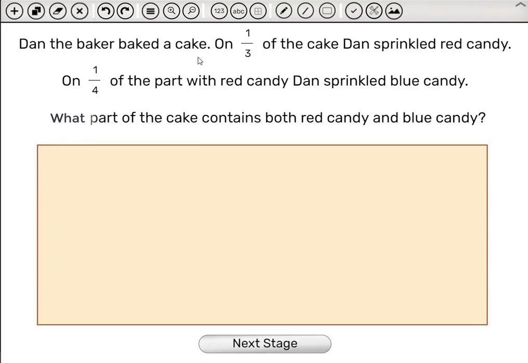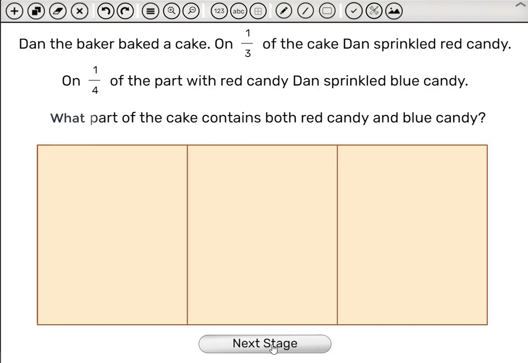Dan the baker baked a cake. On a third of the cake, Dan sprinkled red candy. On a fourth of the part with the red candy, Dan sprinkled blue candy. What part of the cake contains both red candy and blue candy? We'll now see a visualization of the solution when we click Next Stage.